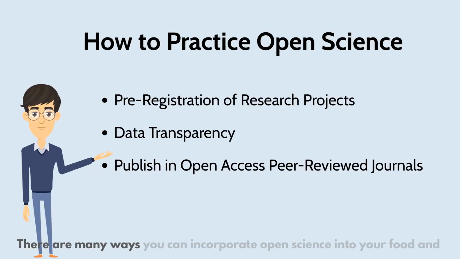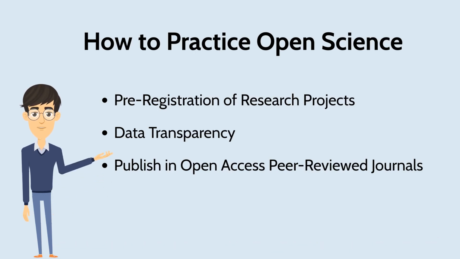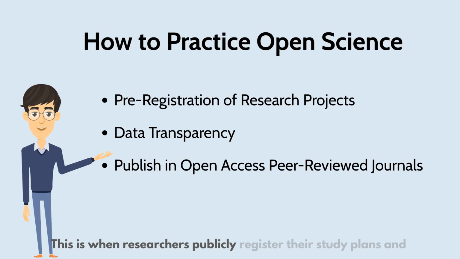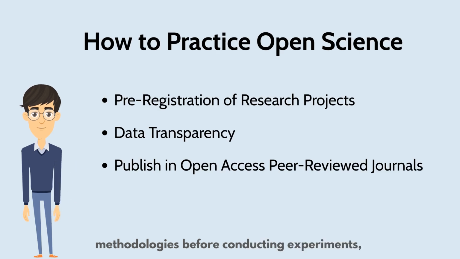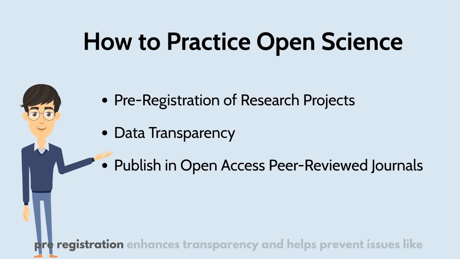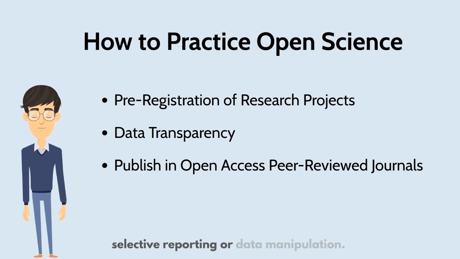There are many ways you can incorporate open science into your food and nutrition research. Here are three examples. The first is pre-registration. This is when researchers publicly register their study plans and methodologies before conducting experiments. Pre-registration enhances transparency and helps prevent issues like selective reporting or data manipulation.